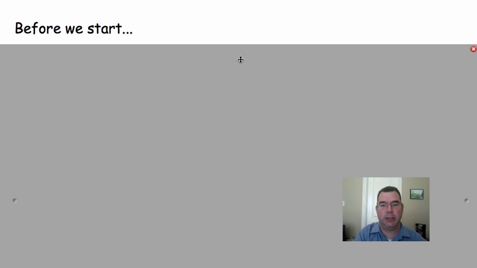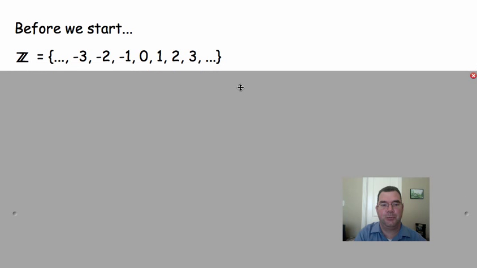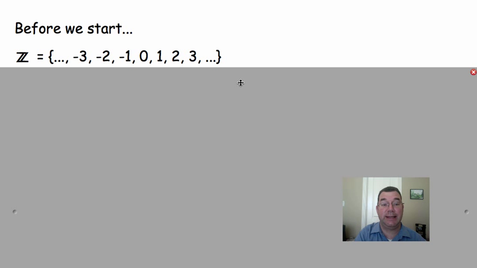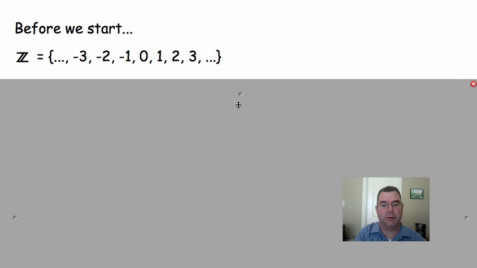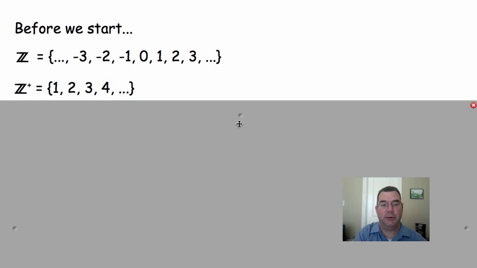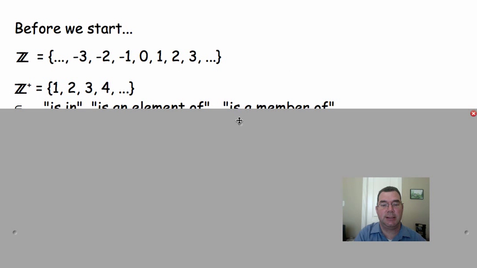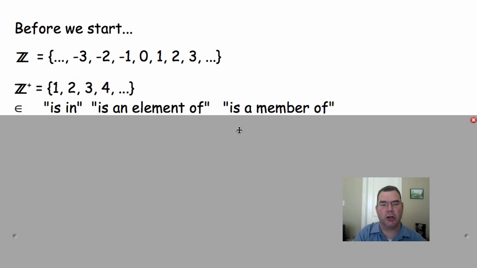So before we start, we need to talk about some terminology. If you see that hollowed out Z, that is the set of integers. And I've listed most of them there for you. If you see the same hollow Z with a plus, that means I only want to talk about the positive integers. If you see this kind of curved looking E, that literally means that it is an element of something, or it is a member of something, of some set of numbers.